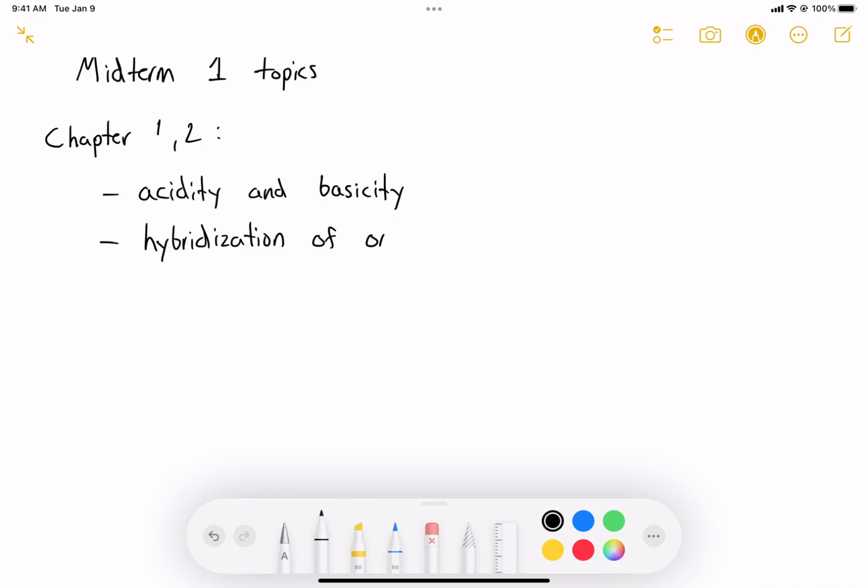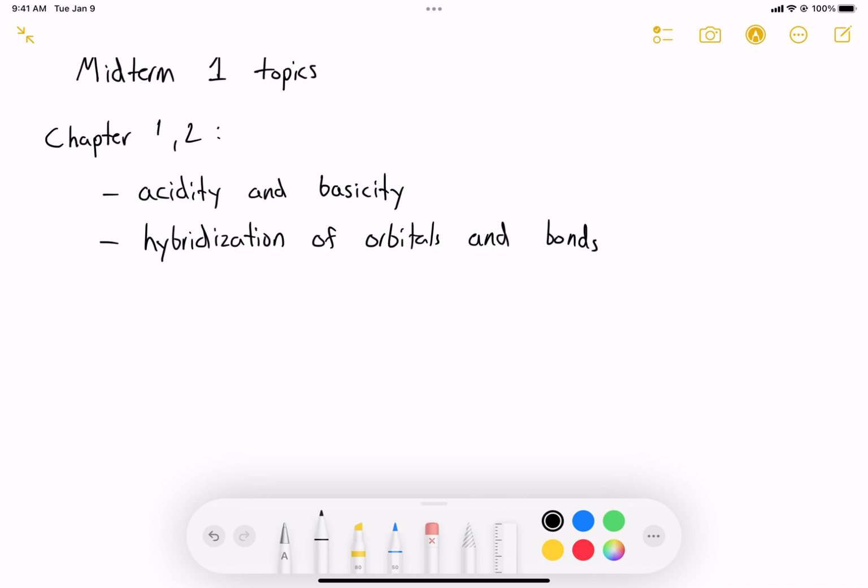and orbitals and bonds. Okay, so you want to know which orbitals are composed of this bond. That was a problem in the practice exam. So I would know how to do that for any compound we draw.